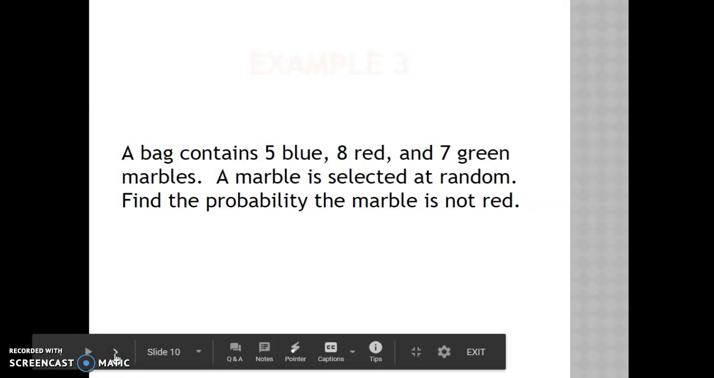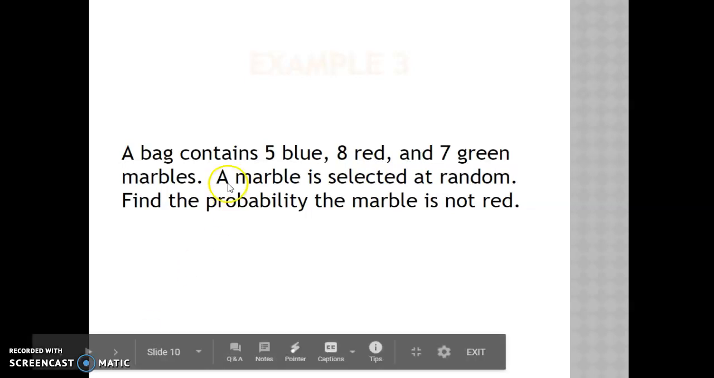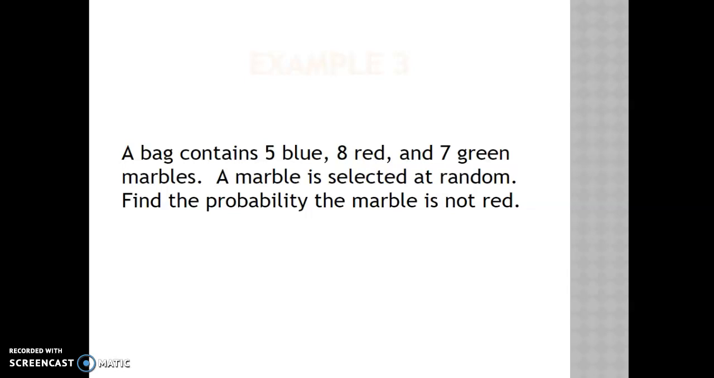All right, and I kind of talked about these before when we had bags of marbles. It's a really common example for probability. A bag contains 5 blue, 8 red, and 7 green marbles. A marble is selected at random. That phrase is a big phrase that's often used in probability because there's no choice in the matter. It's all random, and that's really what probability deals with, a random event, not something that you have a whole lot of control about.